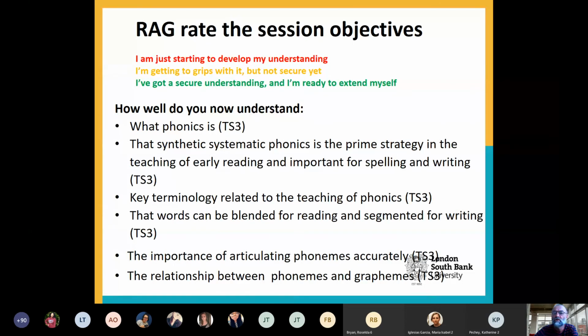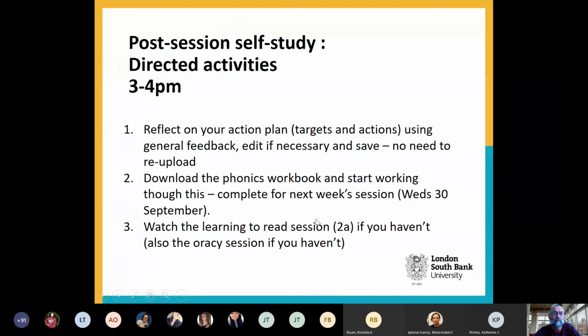And then thinking about your existing subject knowledge now. It's been a bit of a whistle-stop tour today. There's a lot of stuff to get your head around. Start to think about your existing knowledge around what phonics is. This is all about TS3. Note, it's all about subject knowledge. How well do you understand these things? And think about rag rating them, red, amber, and green. So that's what you're going to be doing at 3-4.